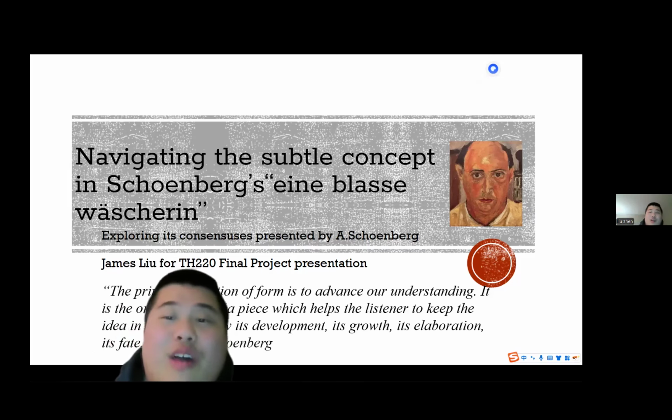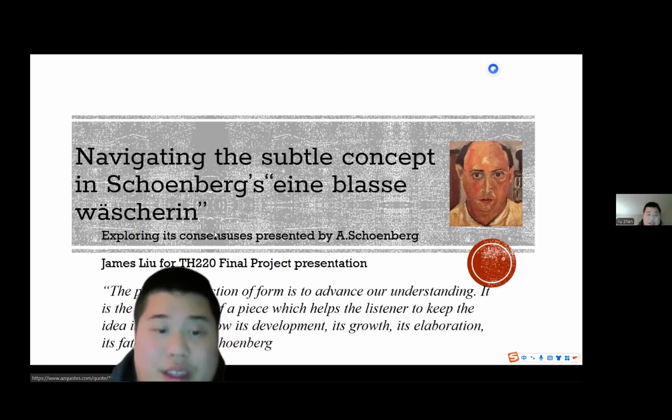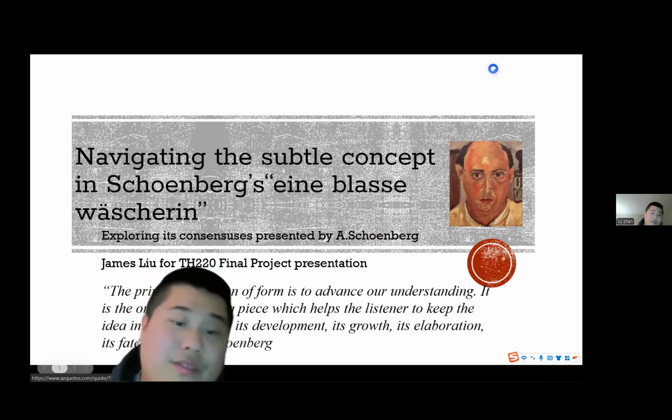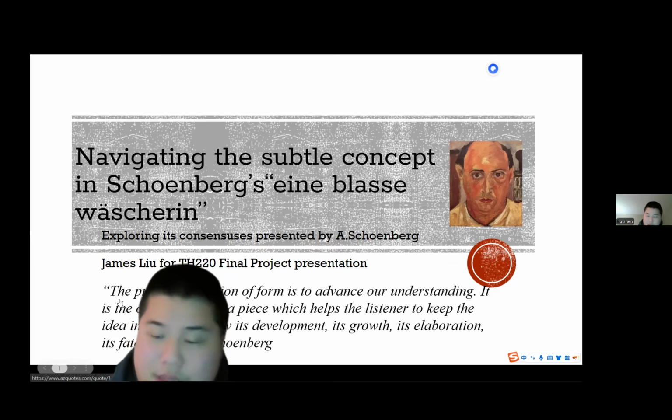So before I start, I want to read a very interesting quote by Schoenberg. It said, the principal function of form is to advance our understanding. It is the organization of the piece which helps the listeners to keep the idea in mind, to follow its development, its growth, its elaboration, and its fate. I think that's interesting, how he interprets the form.